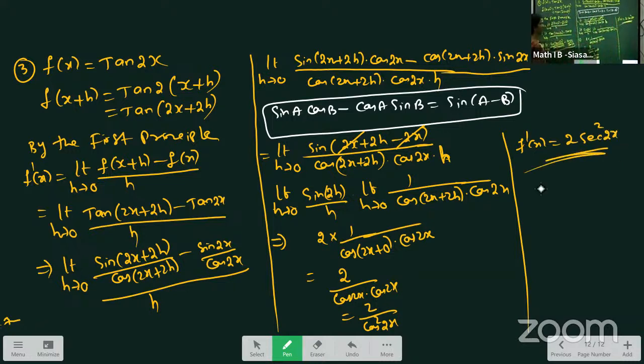So directly if you check, derivative of tan theta is secant square theta. So derivative of tan 2x is secant square 2x into the internal derivative of 2x, which is 2. That is how you can cross check the question.